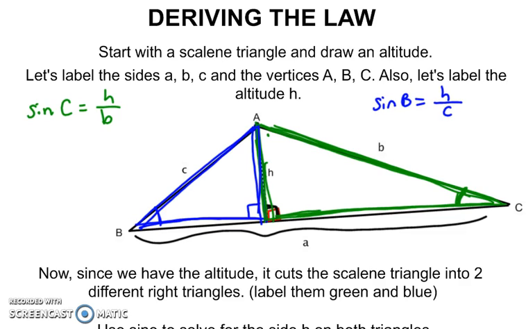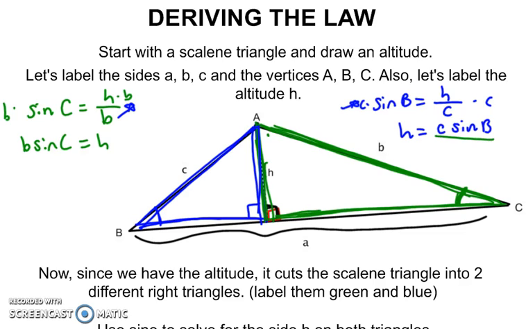Both of these equations I've just written down have this side h in them. If I multiply both sides here by side c, then h is equal to c times the sine of angle B. On my other one, if I multiply both sides by side b, then b times the sine of angle C is also equal to that altitude h. This one is equal to h, and this one's equal to h, so I can set those two equal to each other. So I've got c times the sine of angle B is equal to b times the sine of angle C. I just did some substitution there with h.